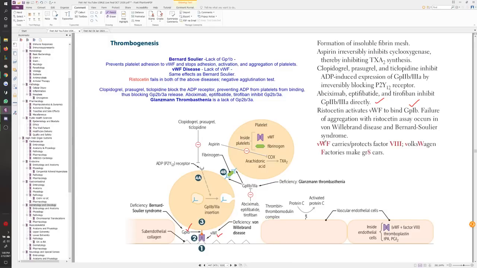Right, so that's basically it for that. The last disease is Glanzmann thrombasthenia, which is actually a lack of the blue receptor, GP2B3A, where platelets are unable to connect to each other. And so that's also not so good, because then again you cannot connect a bunch of platelets and you can't make a good primary hemostatic plug, the mesh that you're trying to make.